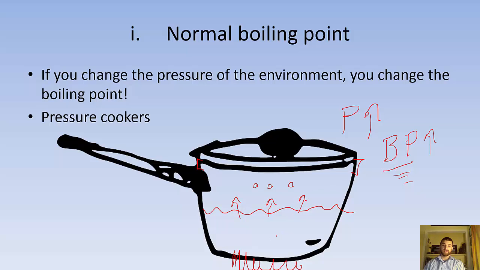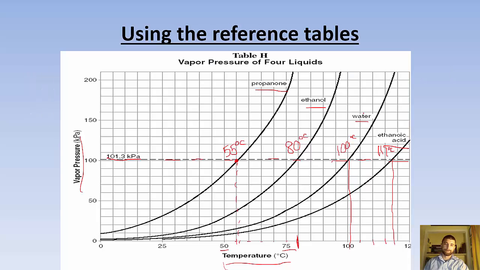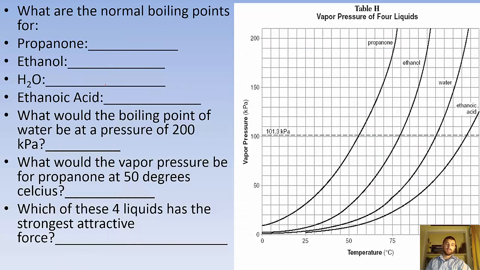So what happens is this stuff can get a lot hotter because it's not going to boil until it gets to a higher temperature. Normally, if you had a pot of water on the stove at 1 atmosphere, it's going to boil at 100 degrees Celsius. But if you were to put it in a pressure cooker and start boiling, the pressure is going to go up, so the boiling point is going to be higher, and now you can get much hotter water, which means you can cook it faster because it gets hotter. Pretty neat. So here's some practice examples.